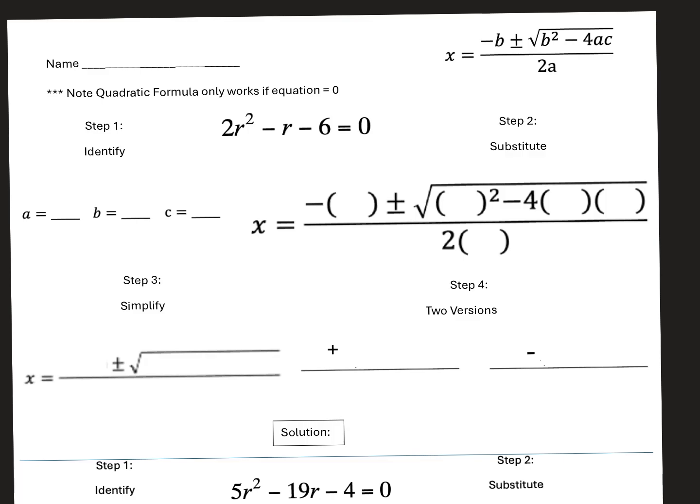Hi mathematicians, in this video I am going to walk you through an example of how to use this graphic organizer to use the quadratic formula.